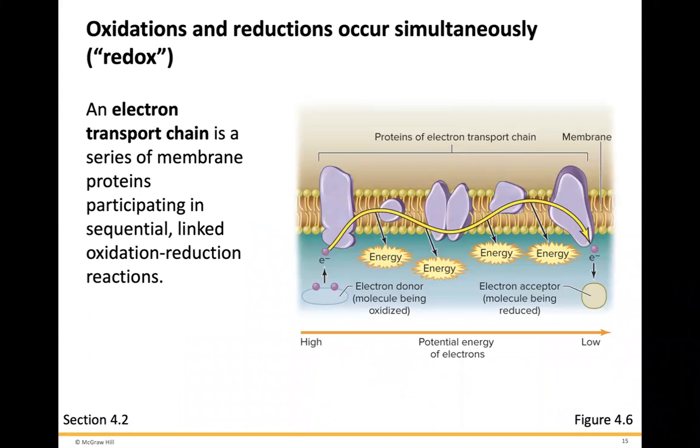Oxidation reduction reactions occur simultaneously and are often referred to as redox reactions. What this means is that if you end up releasing electrons by oxidation, something has to pick up that energy. Something has to pick up those released electrons. And that's going to occur through your reduction reaction. Whenever you oxidize one molecule, you're going to have to reduce another molecule.